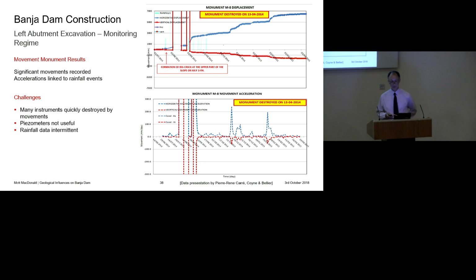So this is some of the data that we obtained from the movement markers, put together by our colleagues in Cornubellier, who were looking after the instrumentation. This is just one example of plotting displacements, but they also plotted accelerations, and it was possible to link the acceleration periods with periods of rainfall, unsurprisingly.